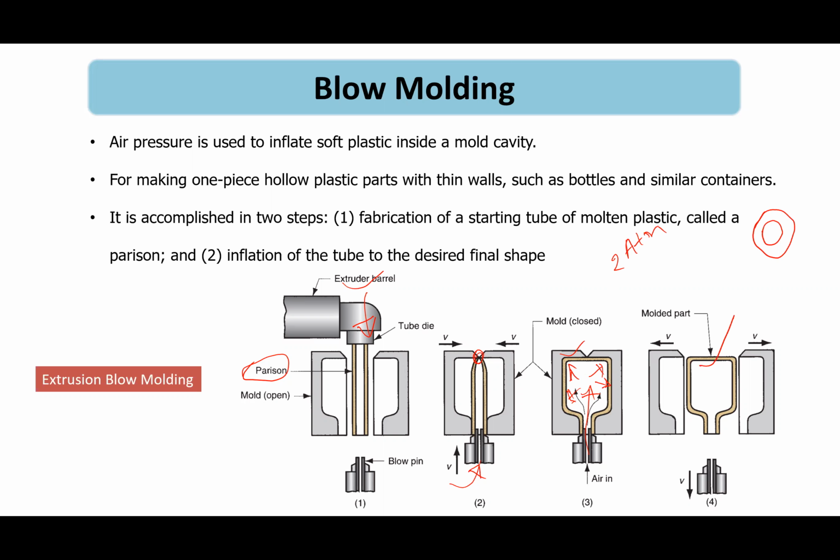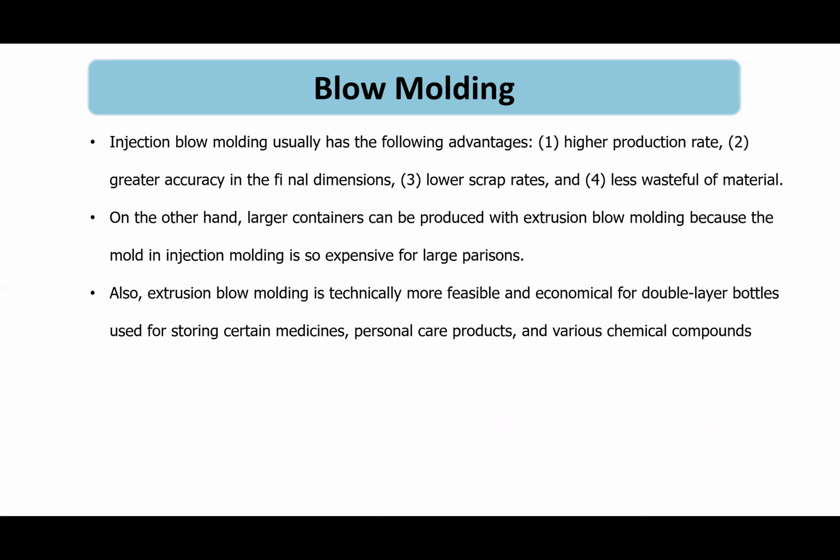Sir, is it the metered quantity coming from the extruder barrel? Yes, definitely. From the extruder barrel, you need to calculate that. There is a method of calculation: how much thickness you want for the final product, and according to that you need to design the die, and you need to design the thickness of the parison that is coming out. So there's a back calculation, sir. All right. Thank you, sir.